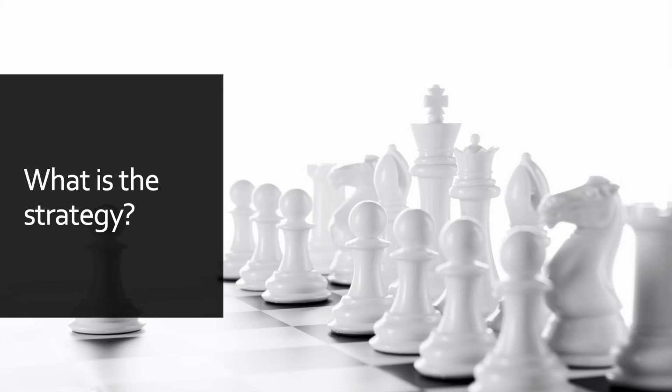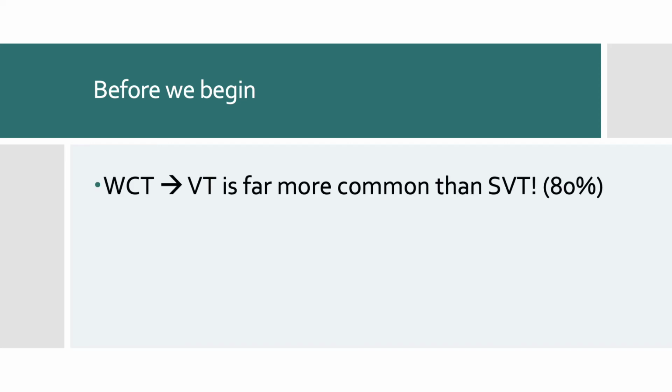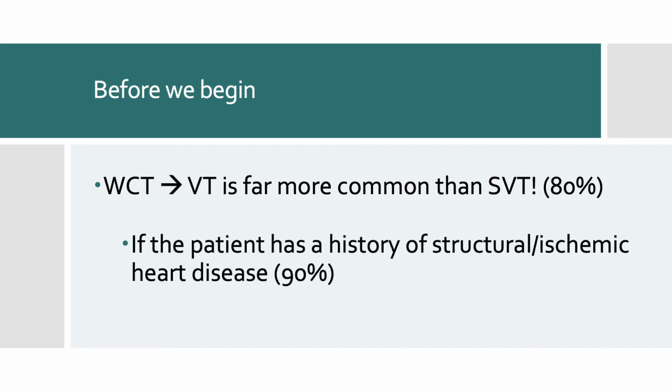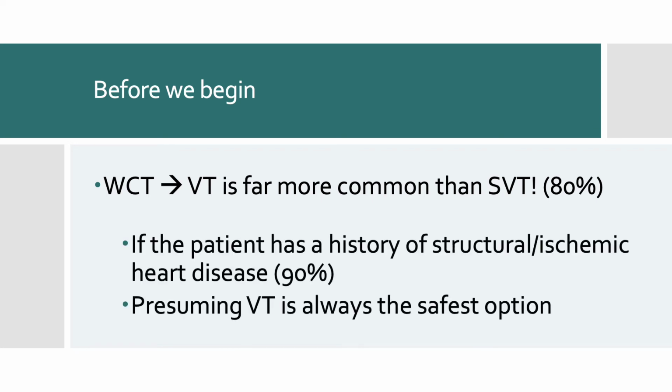Now that we know the mechanisms for VT and SVT with aberrancy, let's discuss strategy. Before we begin, it's important to note that 80% of wide complex tachycardia will be VT. If the patient has structural heart disease or reduced EF for any reason on the echocardiogram, the likelihood of VT goes up to 90%. It's important to note that there has to be a very compelling evidence of otherwise to dissuade me from the diagnosis of VT, especially if the patient has structural or ischemic heart disease.